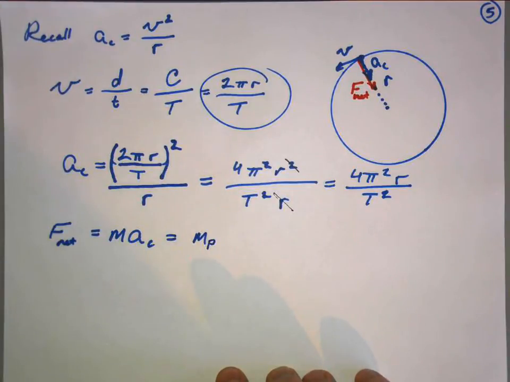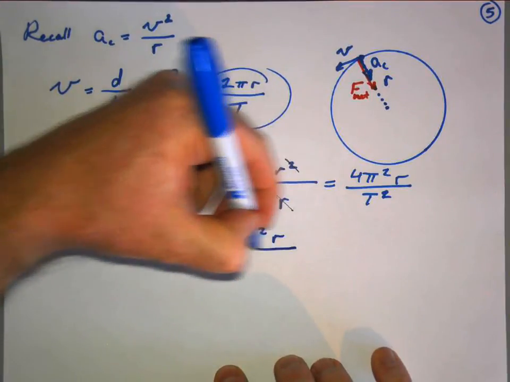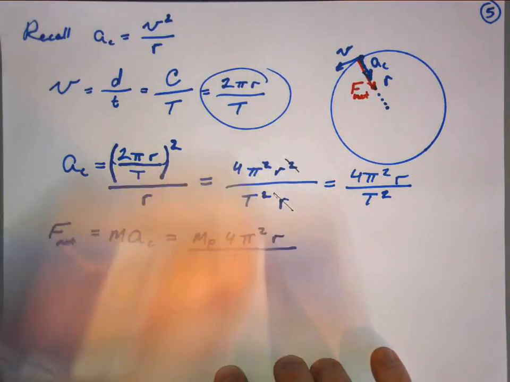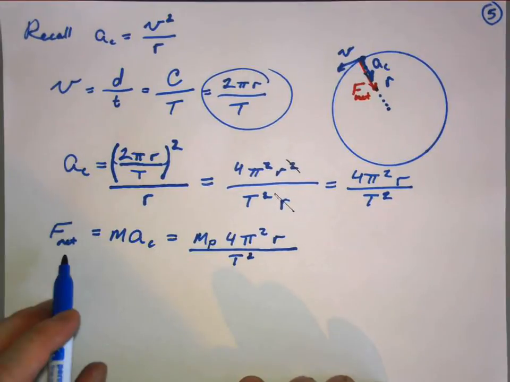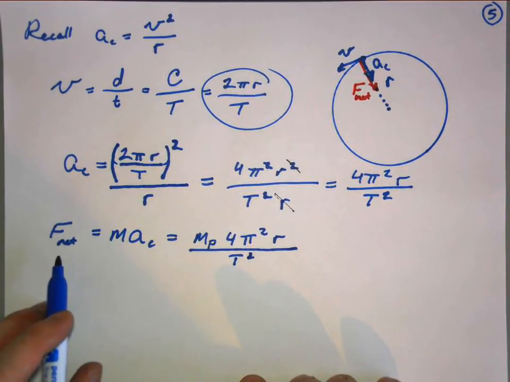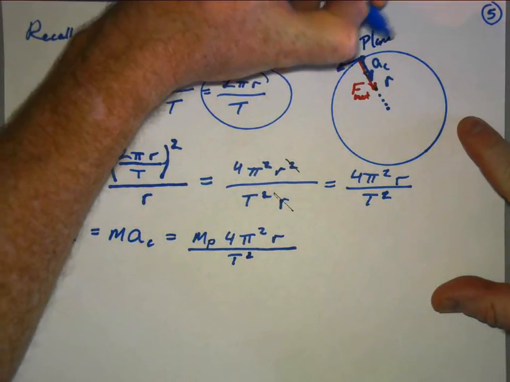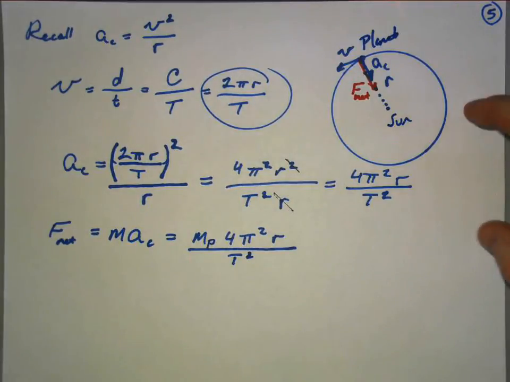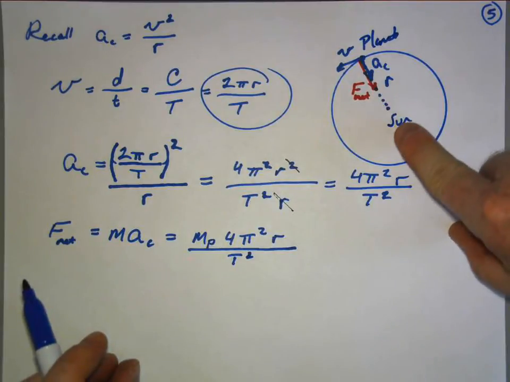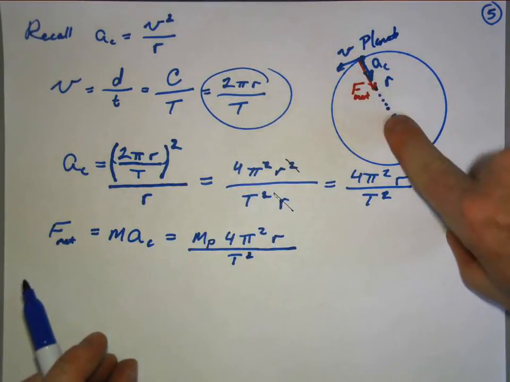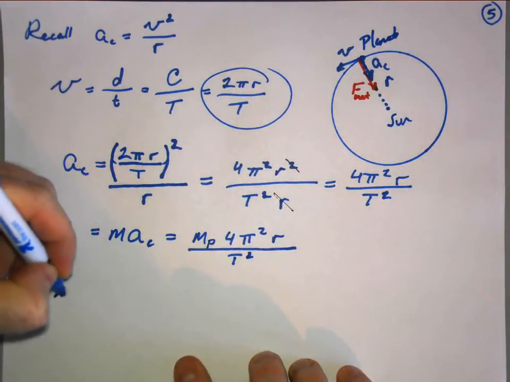Mass of the planet times 4 pi squared r divided by the period squared. And that's equal to the net force acting on the planet. But wait a minute, what's causing this net force, right? If we have a planet orbiting the sun, well, this net force pulling the planet toward the sun, that force right there, isn't that the gravitational pull of the sun?